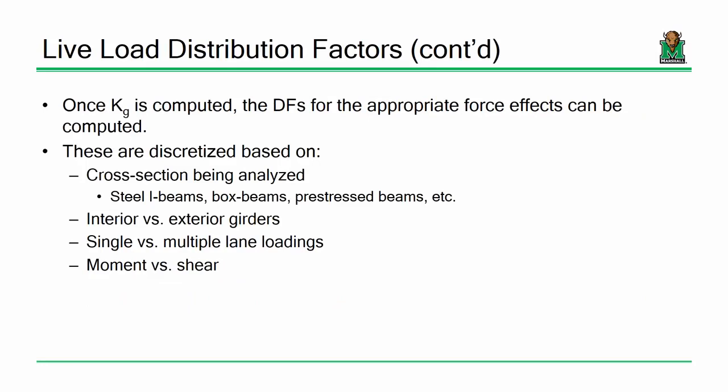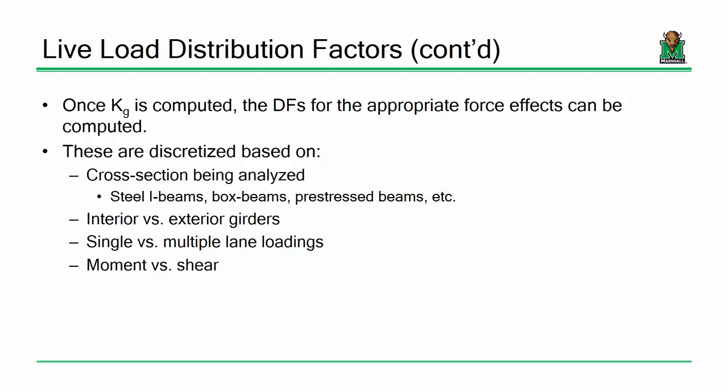Now, when you open the code, distribution factors are discretized very carefully. For instance, there are different distribution factors for steel bridges than there might be for concrete bridges, for slab-on-beam bridges than hollow box bridges or things like that. There are different distribution factors for girders on the inside versus the two girders on the outside. There are different distribution factors for single lane loading scenarios or multiple lane loading scenarios.